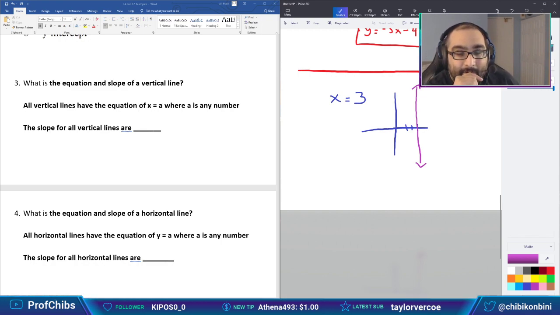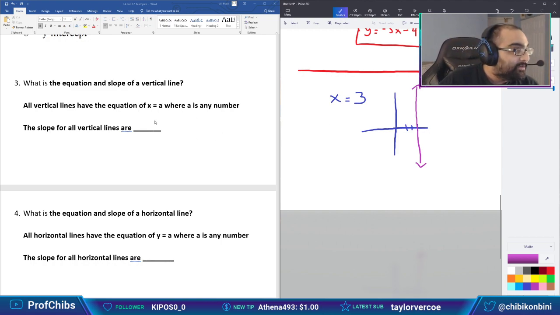What's the answer to this here? The slope for all vertical lines is, and let's go ahead and put this in here, undefined. Undefined is the correct answer here.